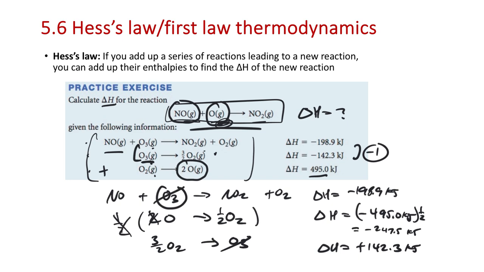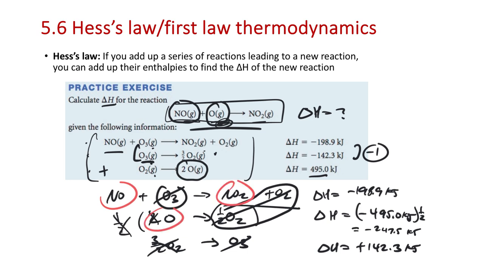So whatever the energy or enthalpy of O3 is in the reactant side is counterbalanced by its enthalpy on the product side. They cancel each other out. I also have the 3/2 O2 over here that's canceled out by those 3/2 O2 over there. So my O2s cancel and my ozone cancels. And so what does that leave behind? It leaves behind NO plus O goes to NO2.